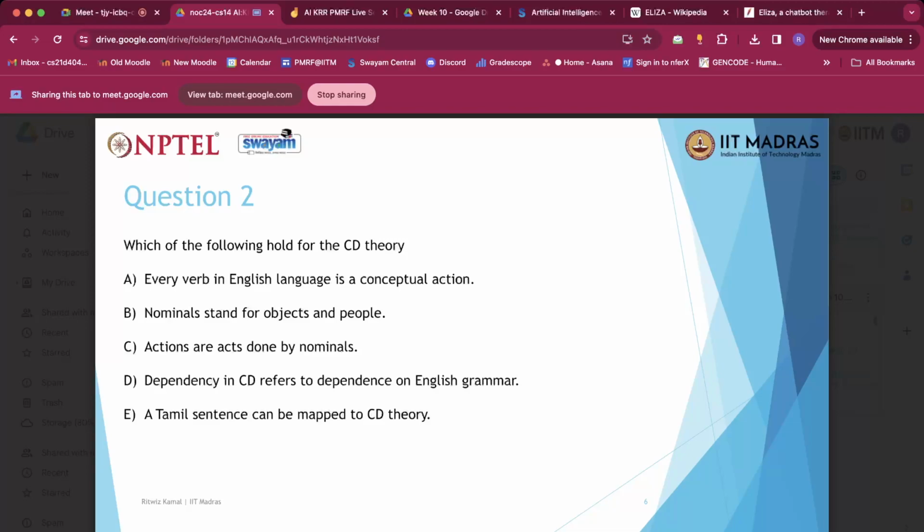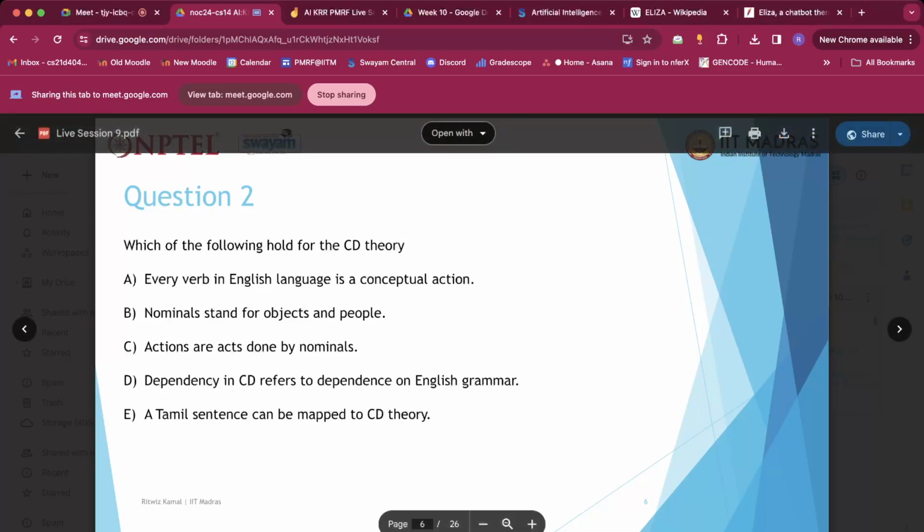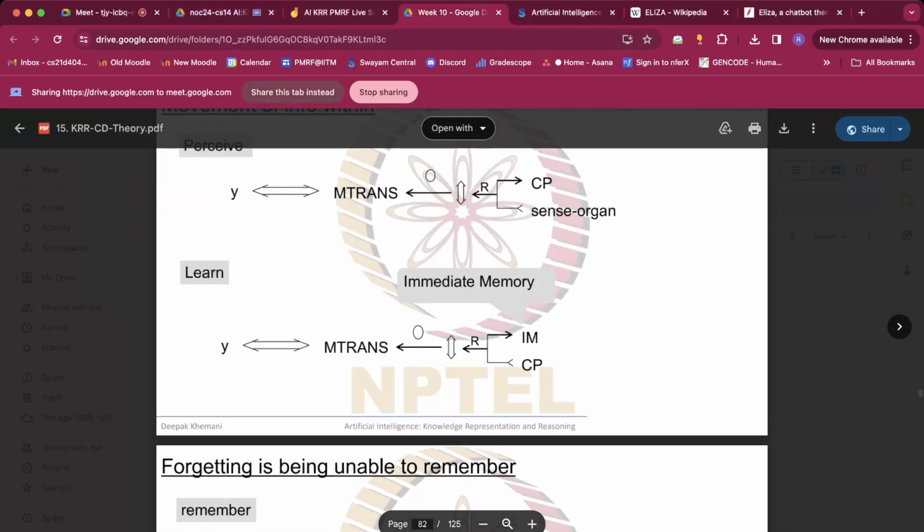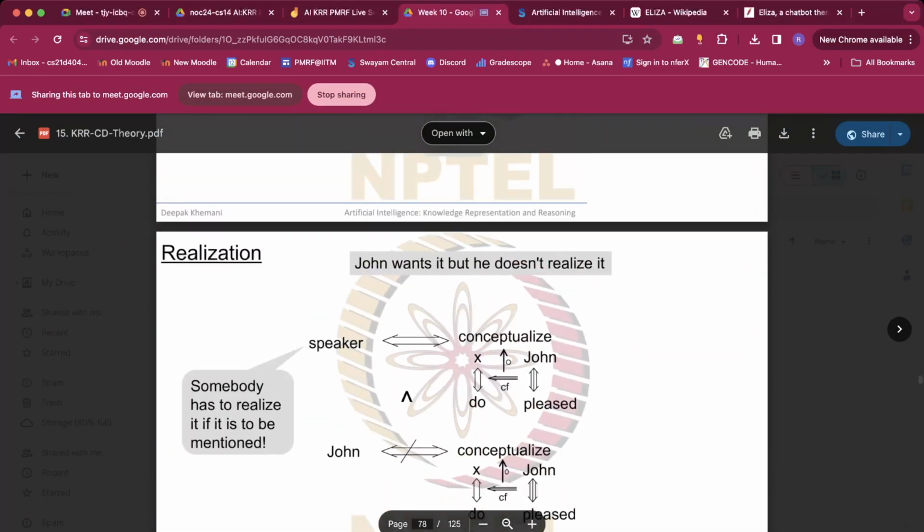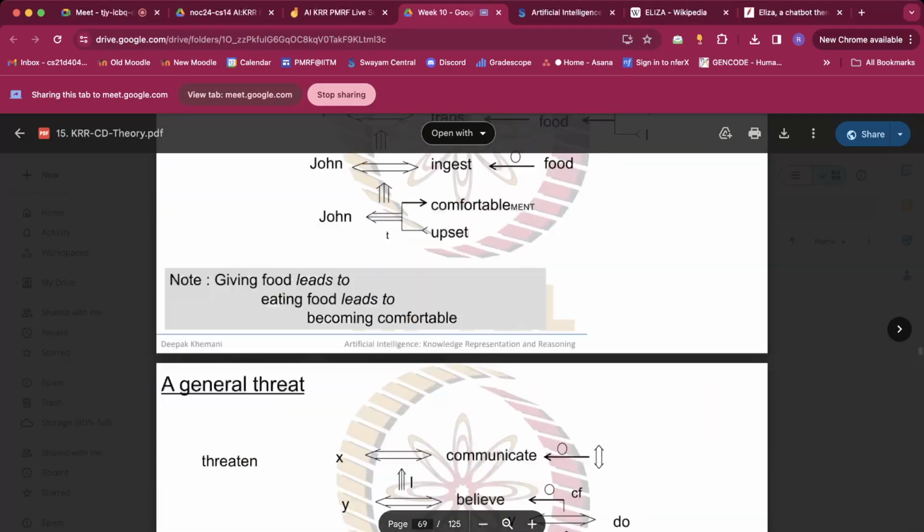Let's talk about the second option, which is that nominals stand for objects and people. This makes sense if we go back to the lecture slides again, the very first lecture slide.